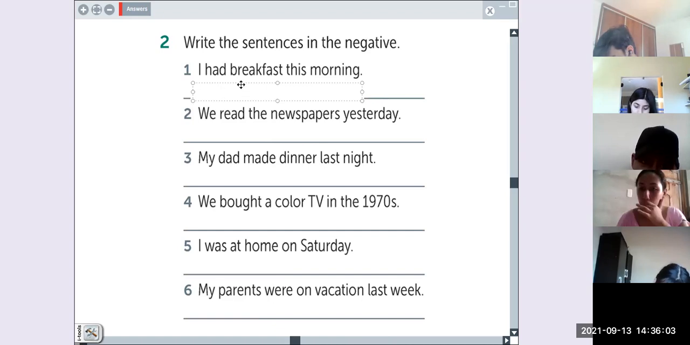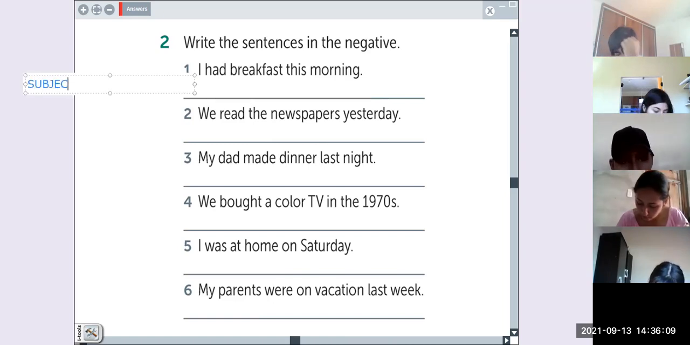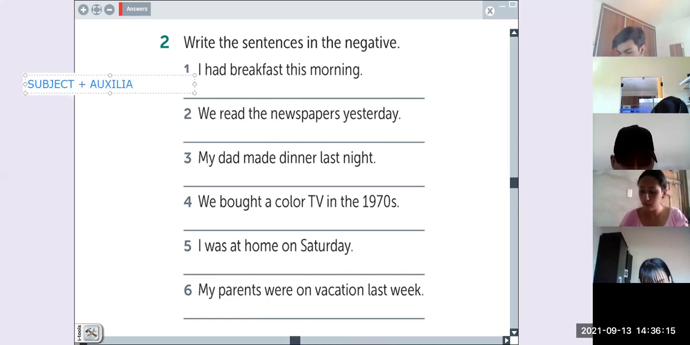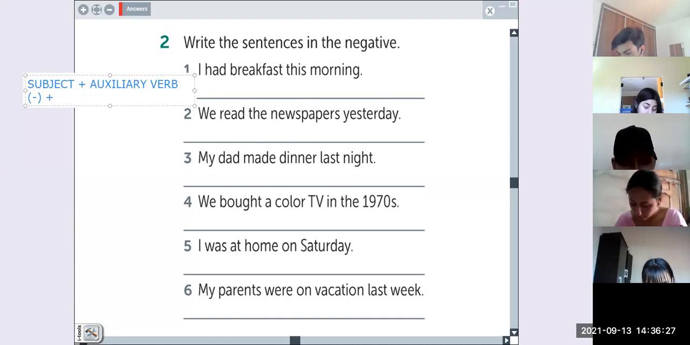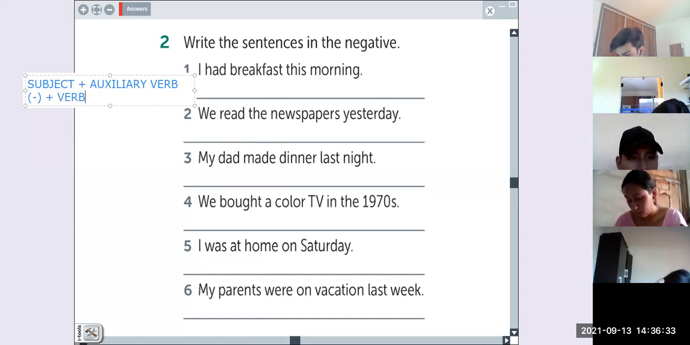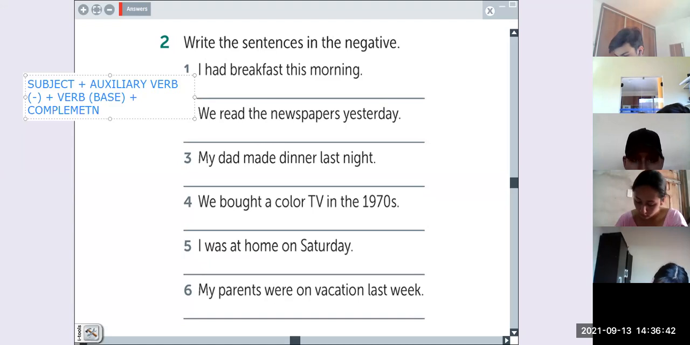Okay, yo se lo voy a escribir acá y usted luego va a seguir la fórmula, ¿ok? Primero teníamos un sujeto, subject. Después del sujeto teníamos auxiliary verb in the negative form. Recuerde que este tiene que ir en forma negativa. Luego teníamos el verb, the main verb, in the base form, and then the complement. ¿Ok? Esta es la estructura que debe utilizar.